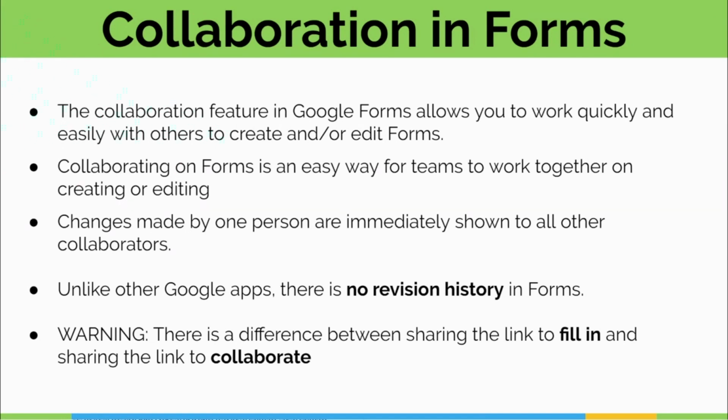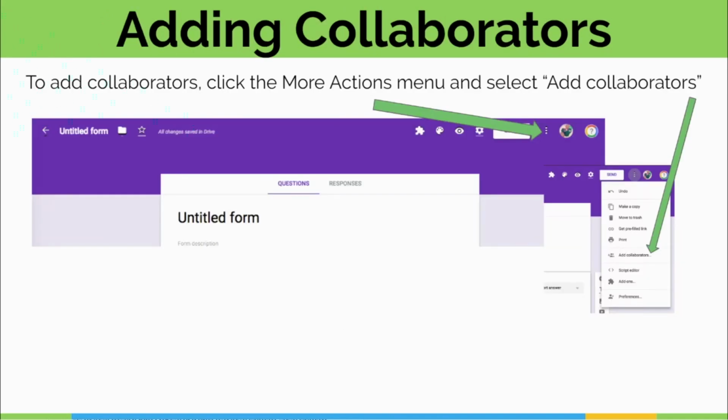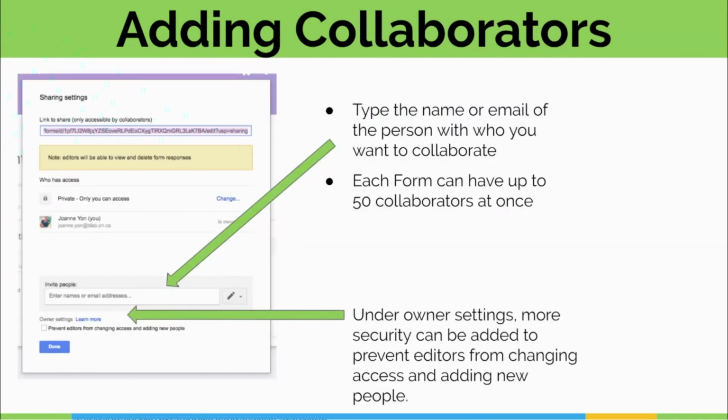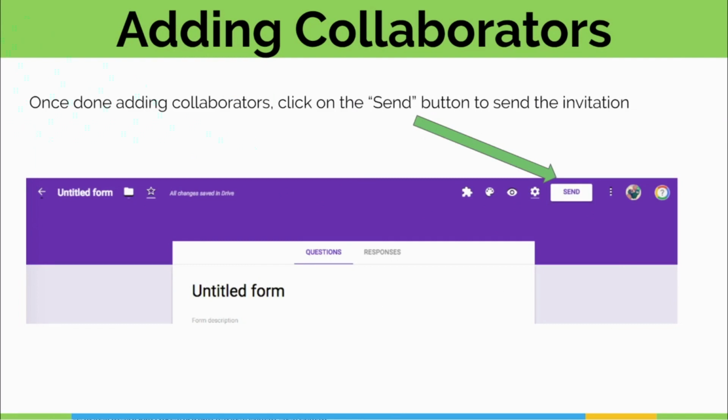And another important note, there is a difference between sharing the link for a respondent to fill in the form and sharing the link to collaborate. To add collaborators, click the More Actions button at the top and select Add Collaborators. Type the name or email of the person with whom you want to collaborate. Each form can have up to 50 collaborators. Under the owner settings at the bottom, you can increase security of the form to prevent editors from changing access and adding new people. Once you're done adding collaborators, click on the Send button to send the invitation.